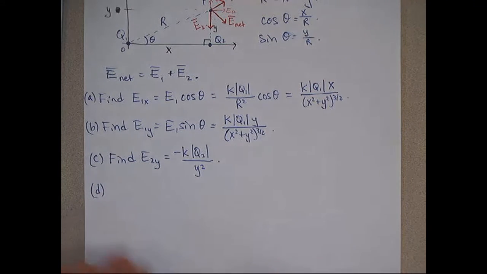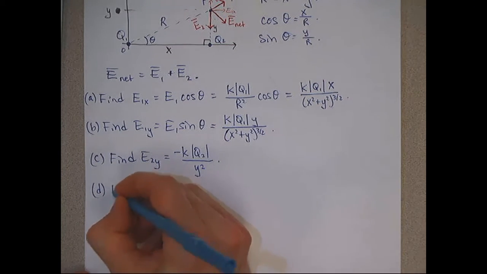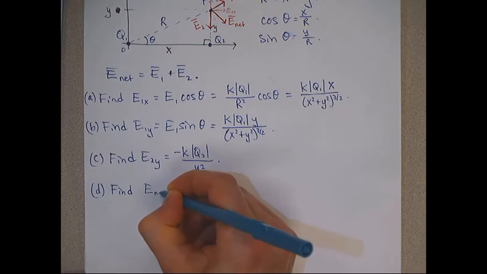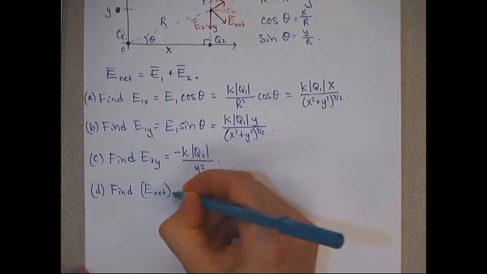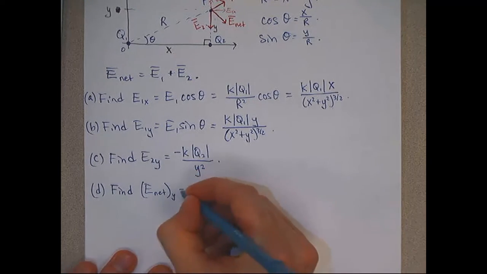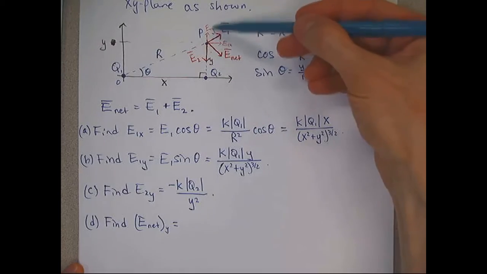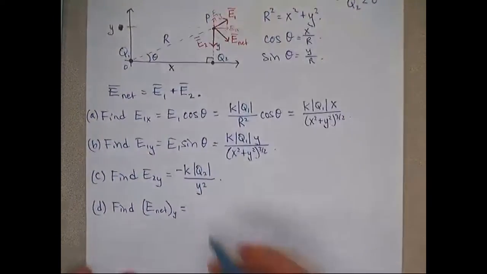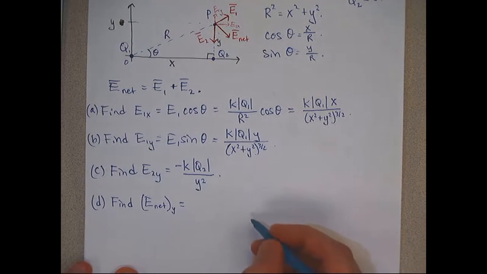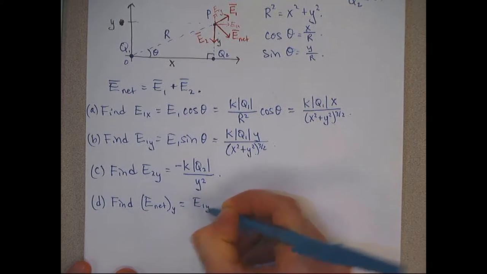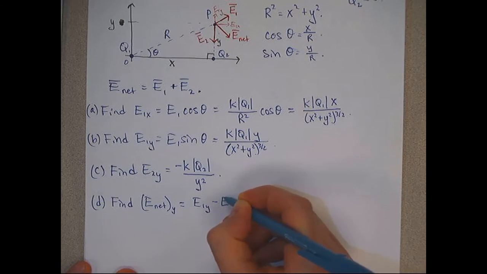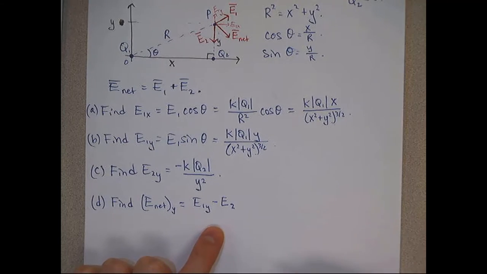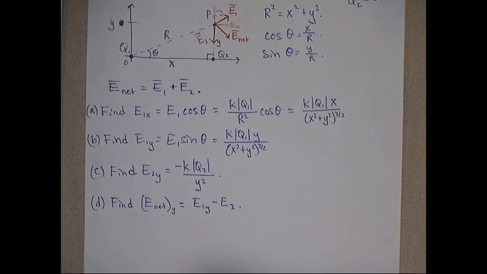The y component of the net electric field, say E net y, should be now the sum of E1y and the negative of the magnitude E2y. So we'll add these two together. Here, E1y minus the magnitude of E2 vector. You have those expressions above.